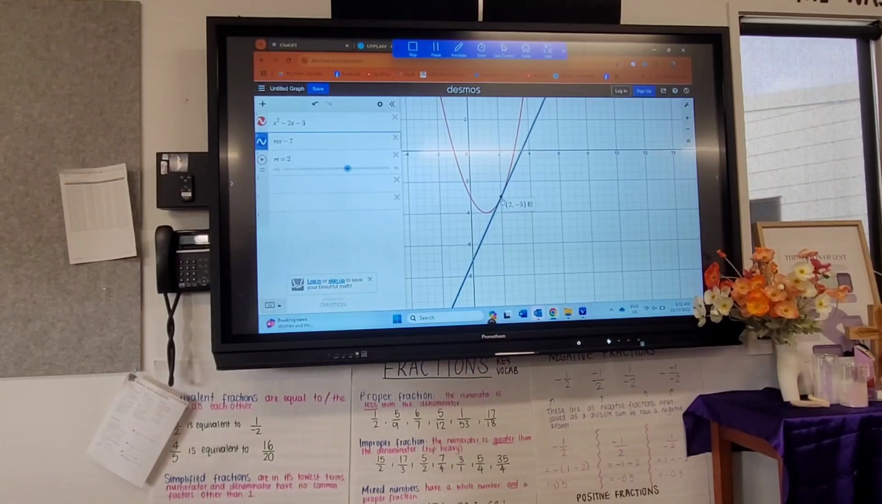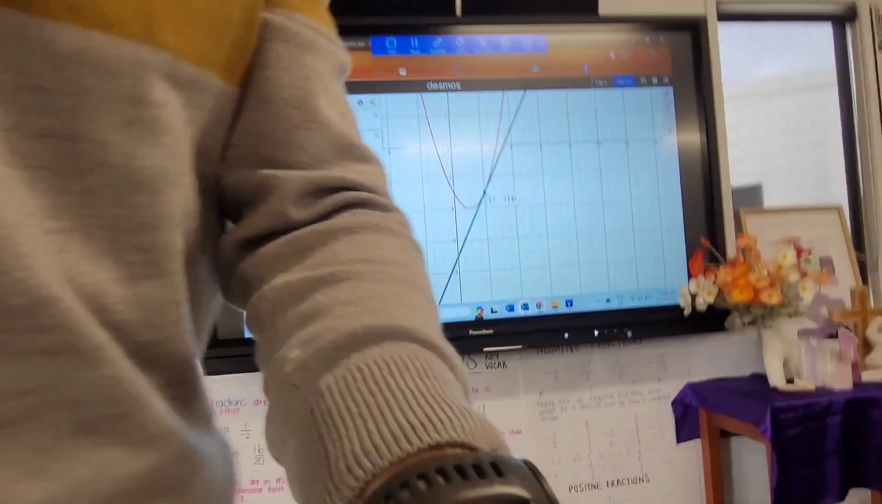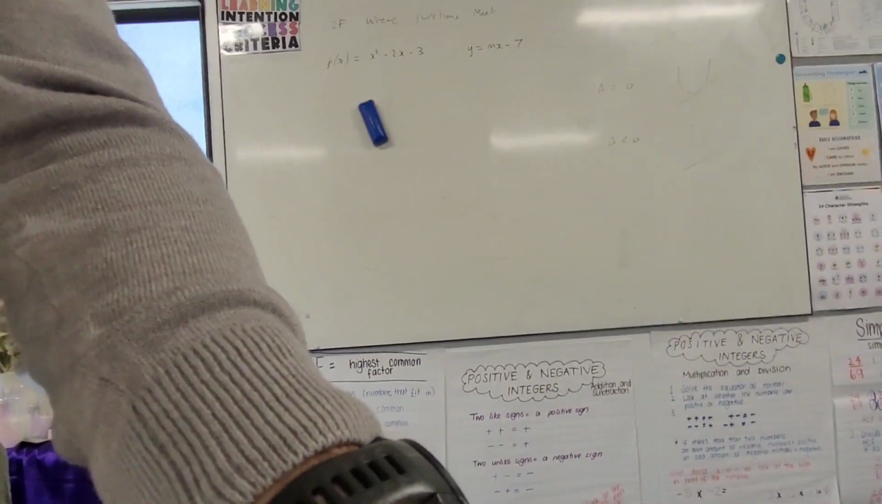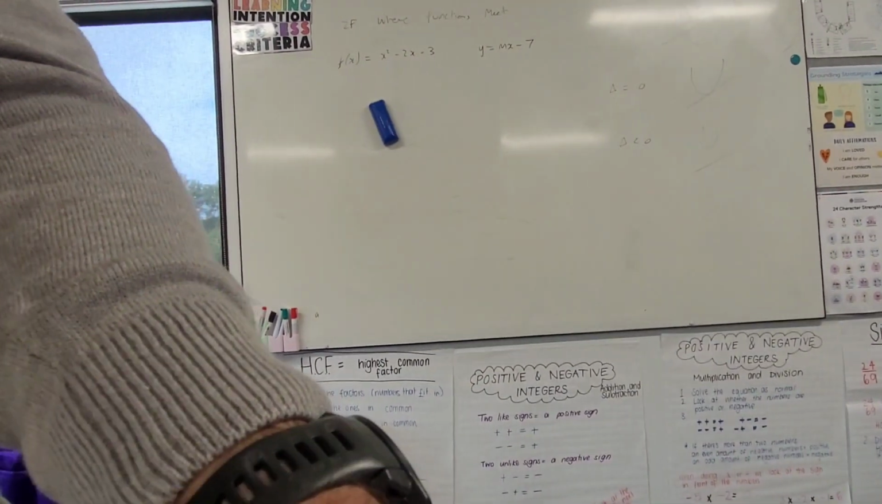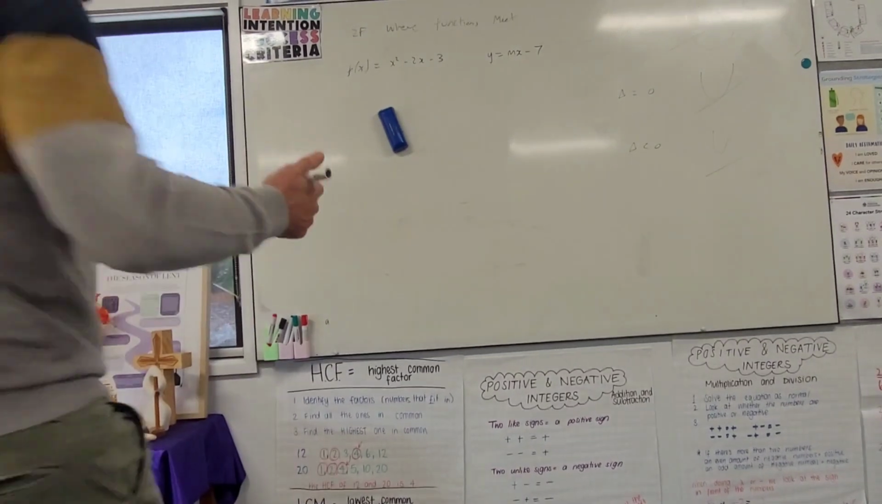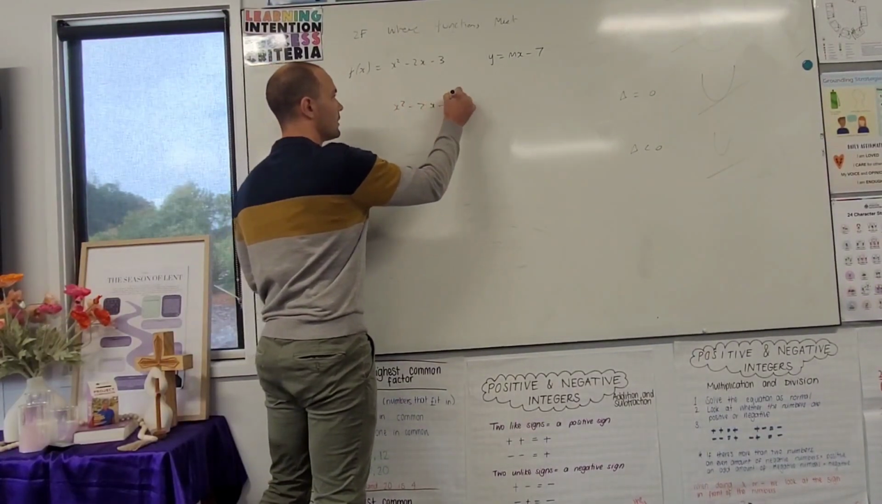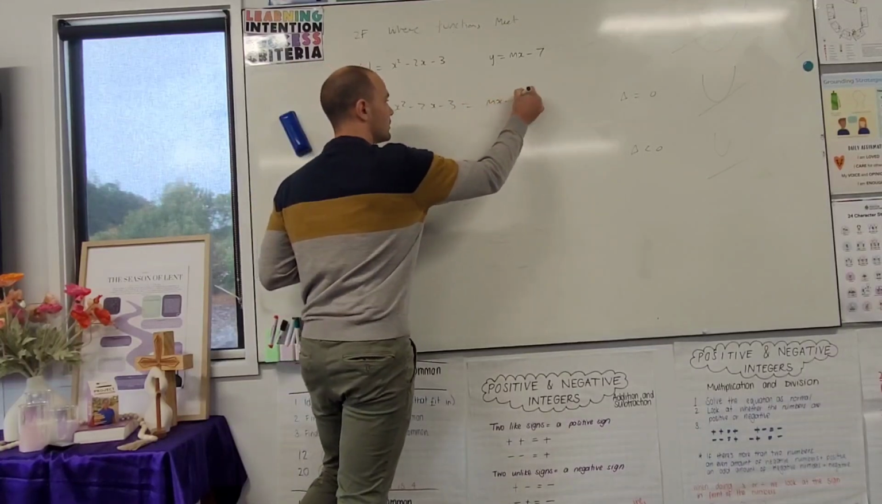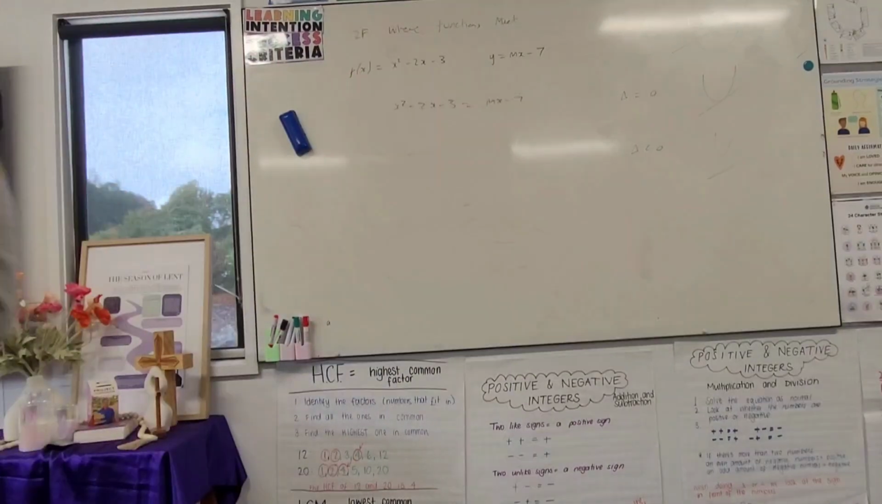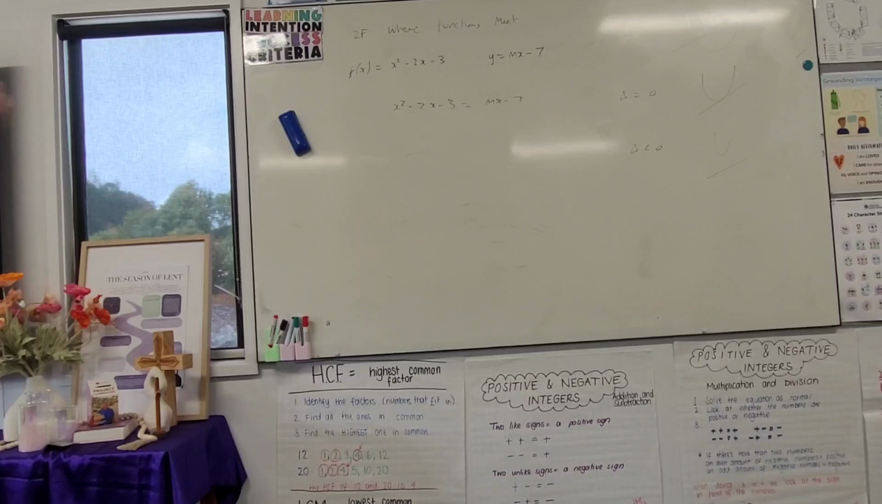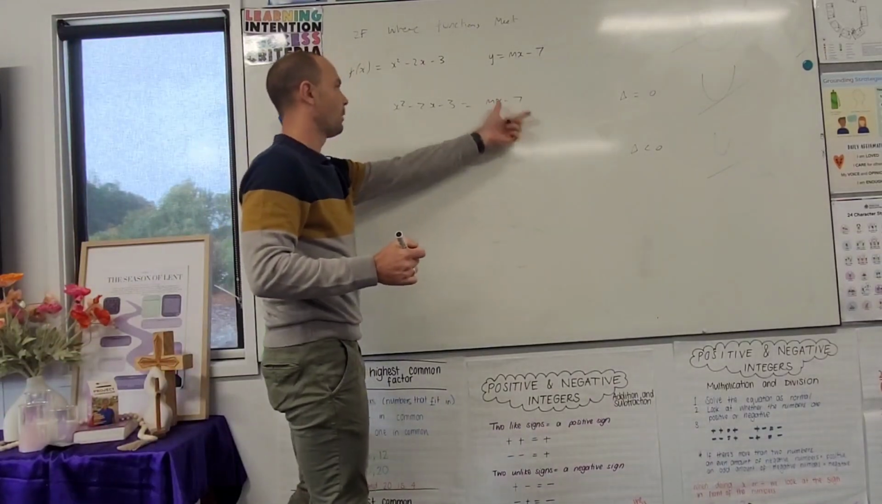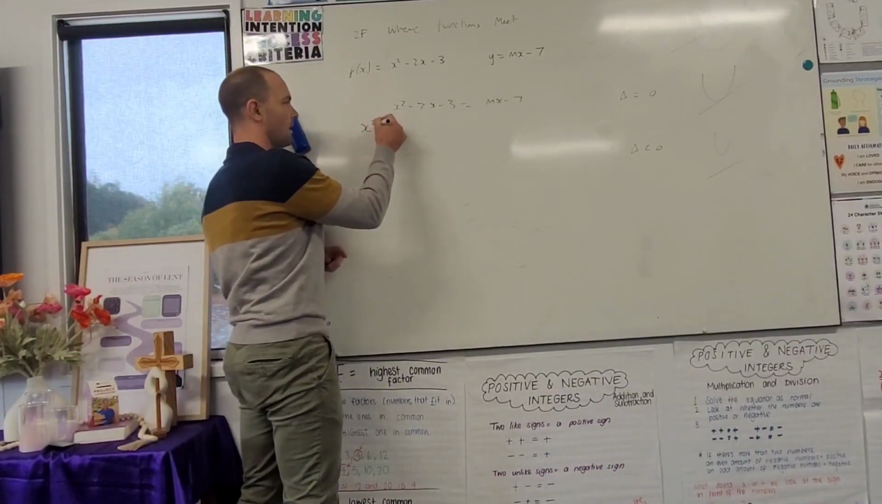But let's look at the algebraic approach now. So that's what's going on here. That's how we're finding that solution. So we have this quadratic x squared take 2x take 3 and mx take 7. We're going to start the same way where we equate them. So this is example 2 in our notebooks. And then we're going to move everything to the left-hand side, right? So I'm going to move both of those terms over here.